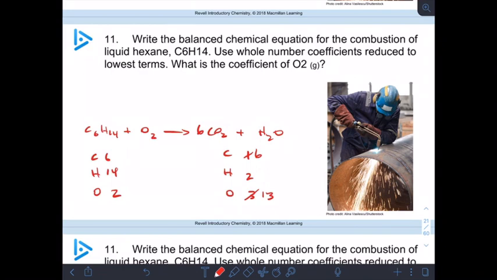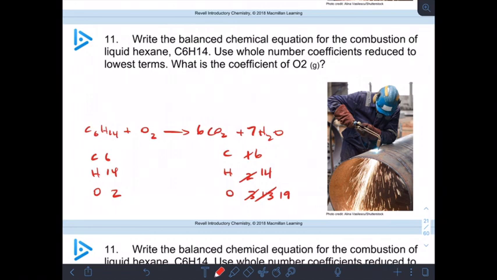The next easiest one is the hydrogens. I have 14 on the left, 2 on the right. So if I put a 7 here, then that gives me 14 hydrogens and 12 plus 7, that makes 19 oxygens.